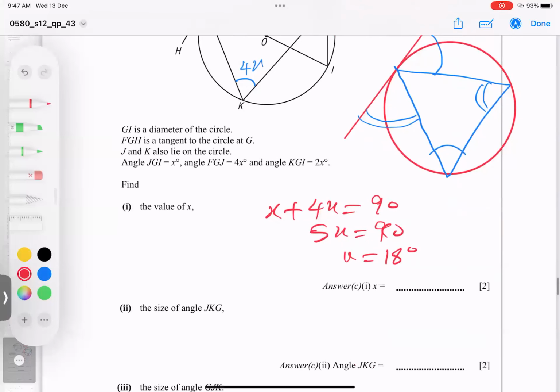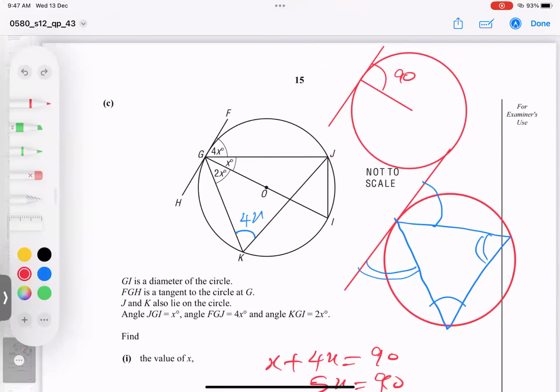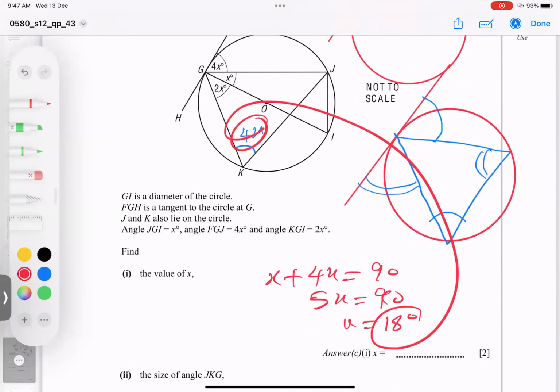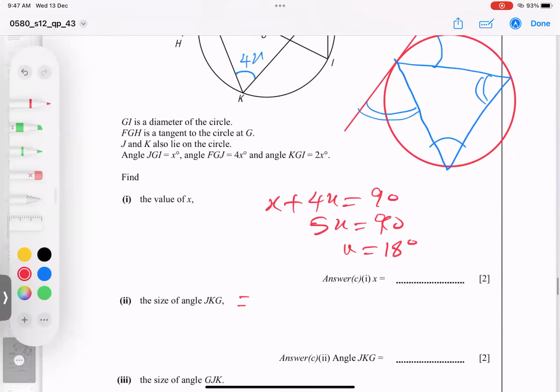Okay. Now he's asking JKG. So JKG is 4x. So this 18 will multiply there and that's it. And this is equal to 4x, and 4 times 18. 8 4s are 32, 3 carry and 72 is my answer.